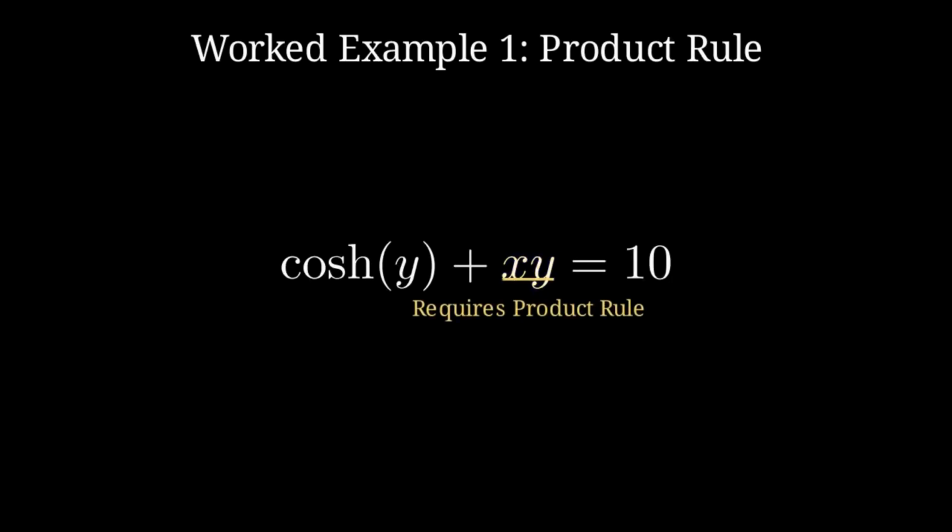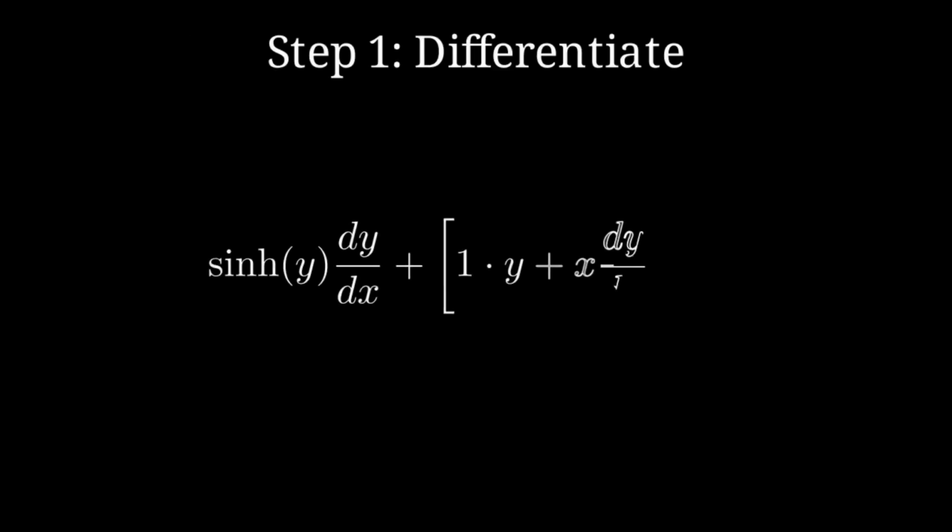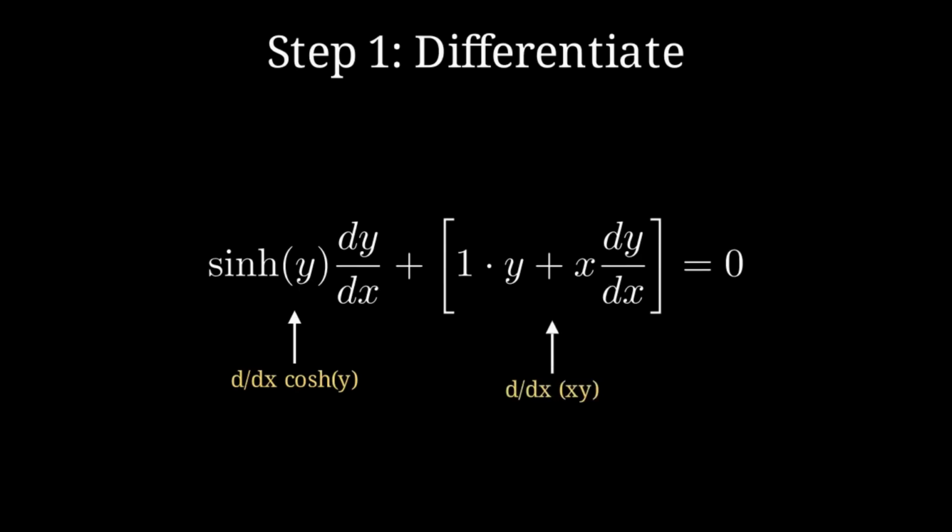Here, the second term is a product of two variables, x and y. We must use the product rule: derivative of the first times the second, plus the first times the derivative of the second. Differentiating term by term, the derivative of cosh of y is sinh of y times dy/dx. For the term x times y, the product rule gives us y plus x times dy/dx. The derivative of the constant 10 on the right side is 0.